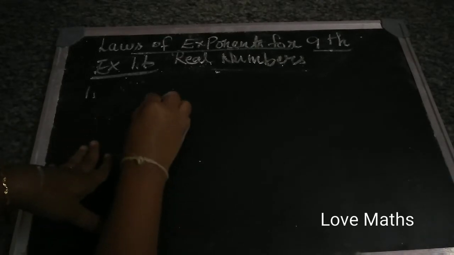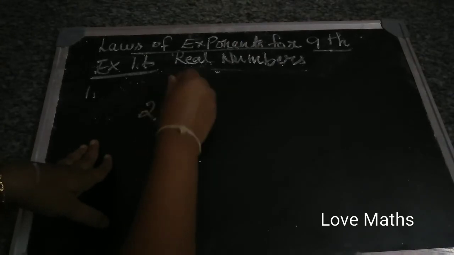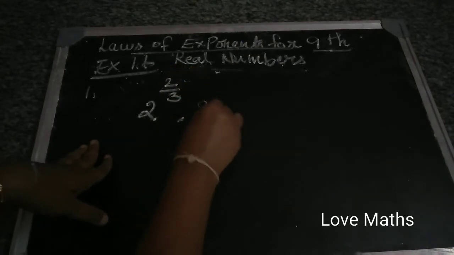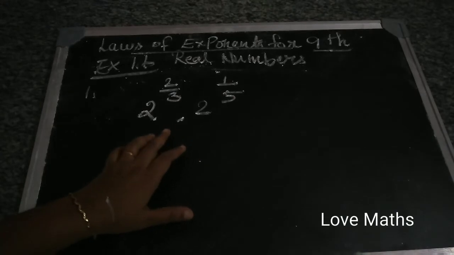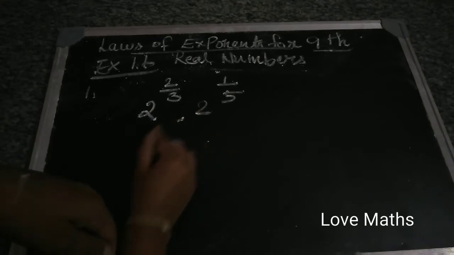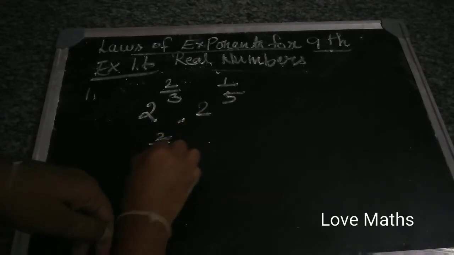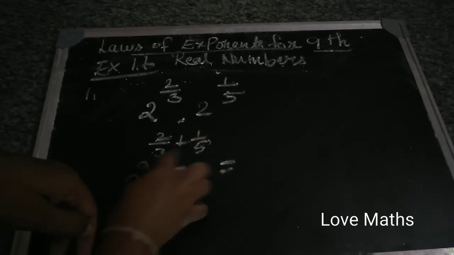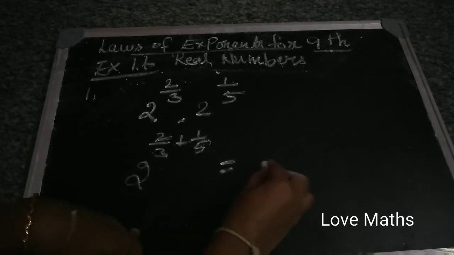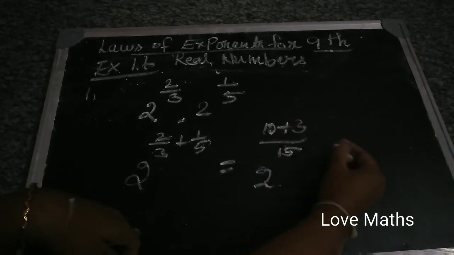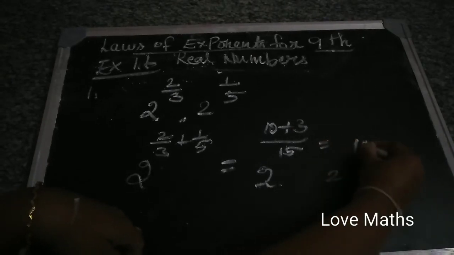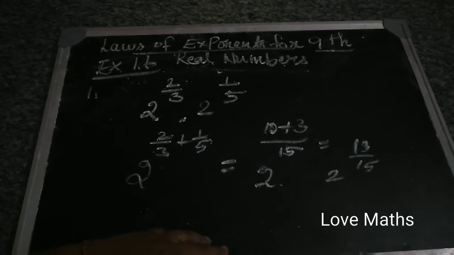Next one, 2 power 2 by 3 dot 2 power 1 by 5. The dot means multiplication. The bases are the same, so what should we do? We should add the powers. It is multiplication, so 2 power 2 by 3 plus 1 by 5. It is an unlike fraction, so take the LCM, which is 15. This is 10, this is 3. So that is equal to 2 power 13 by 15. This will be the answer: 2 power 13 by 15. Next one.